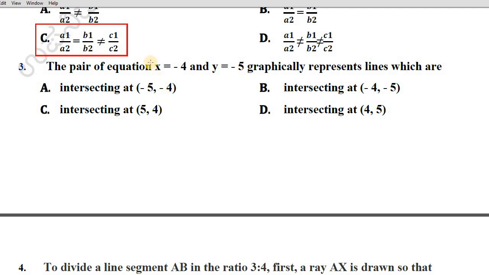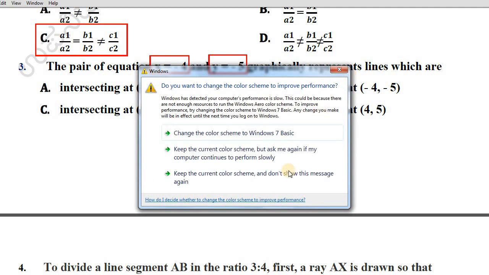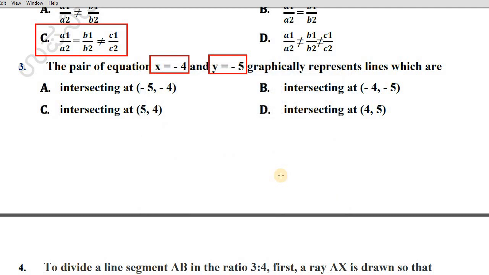Question number 3. The pair of equations x equals to minus 4 and y equals to minus 5 graphically represents lines which are. So in this problem, x value is given and y value also given. So what we want to do is, we wanted to identify where exactly these lines intersect in the graph. See, first we take minus 4 because x coordinate only first we want to plot on Cartesian system. And next we wanted to plot the y coordinate.